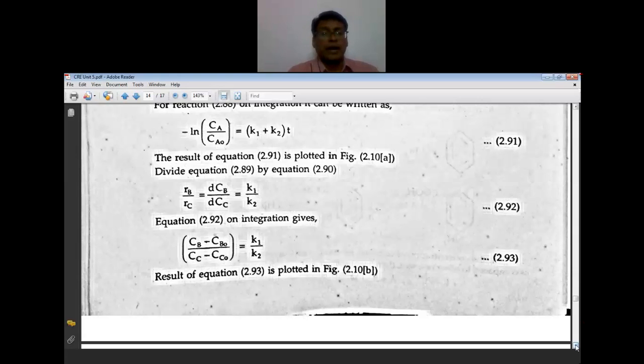Then by dividing, the rate of B to the rate of C, which is nothing but dCB upon dt upon dCC upon dt, which is nothing but K1CA upon K2CA. So CA cancels, and you will get K1 upon K2. And by integrating this, you will get CB minus CB0 upon CC minus CC0, which is equal to K1 upon K2.